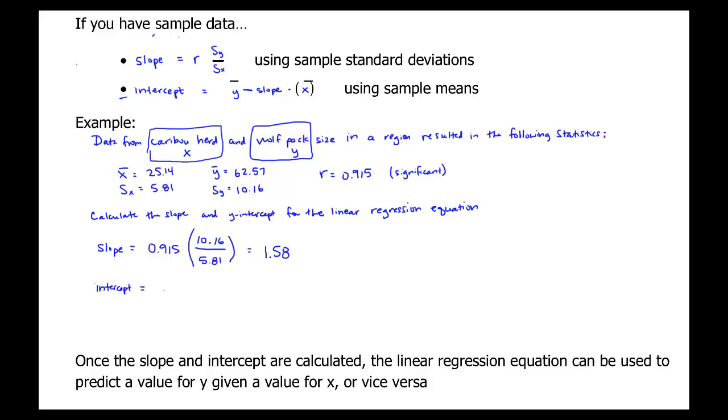Intercept equals the mean of y, which was 62.57, minus the slope that we just calculated, 1.58, times the mean of x, which is 25.14. And if you were to plug all that into your calculator and solve, you would get that the intercept is 22.85.